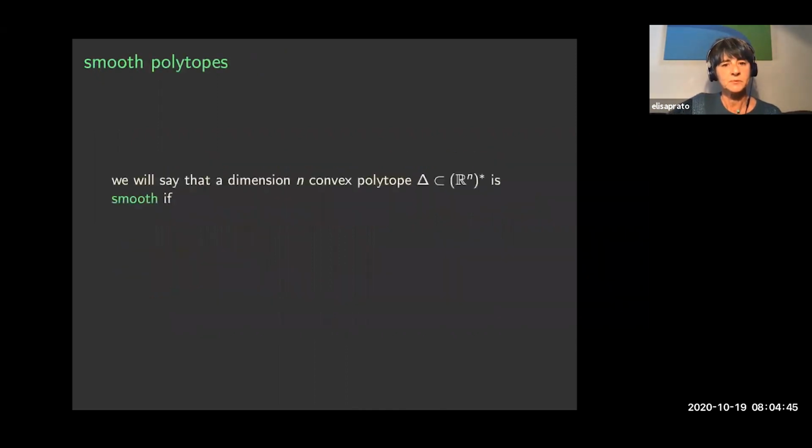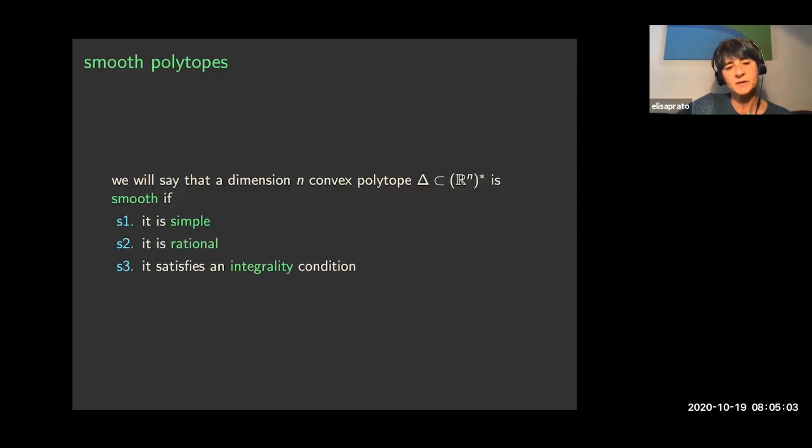So for the smooth polytope, I start with a dimension n convex polytope in the dual of Rn. And we say that it is smooth if it's, first of all, simple, rational, and then it satisfies an additional integrality condition. So let me describe and recall what these properties mean.